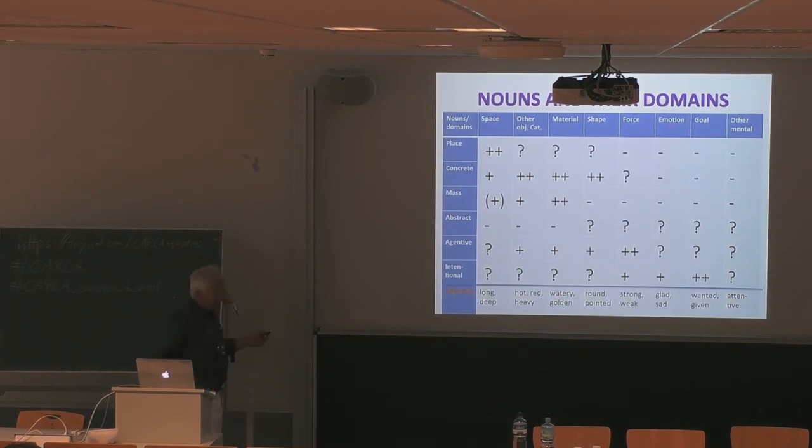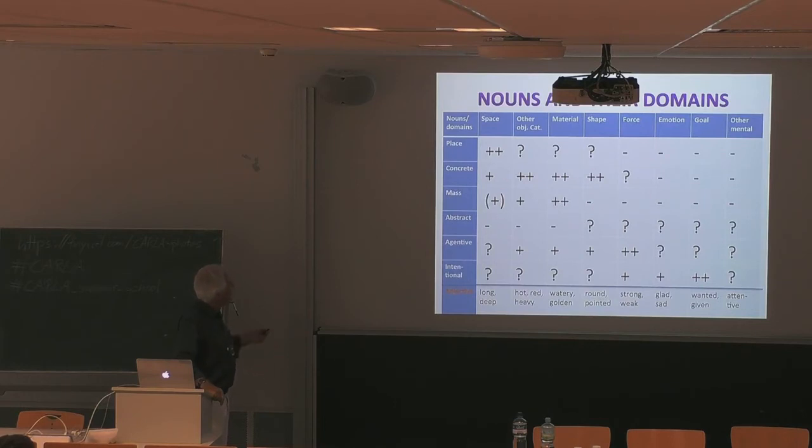And then we can see that different types of nouns require different domains. So plus means it's more or less essential, and plus means that it often occurs. Question mark means that it's optional, and minus means that it's impossible. So those are the signs here. Place needs space location, can have some other properties. Concrete, yes, you can talk about where it's located, but it needs these properties. Mass noun forbids shape here. That's the important distinction here.